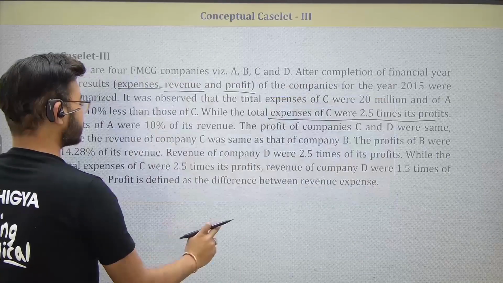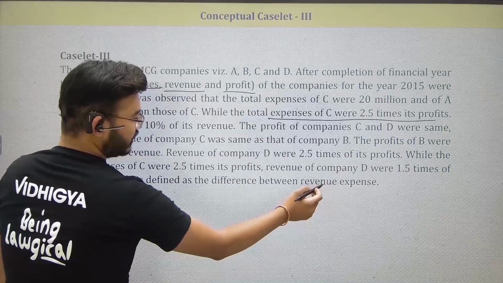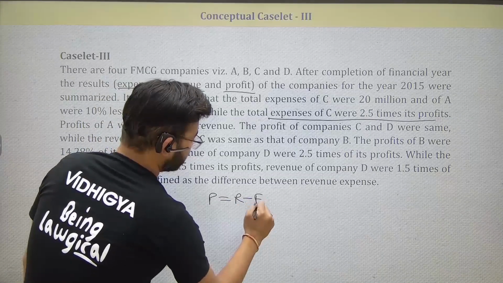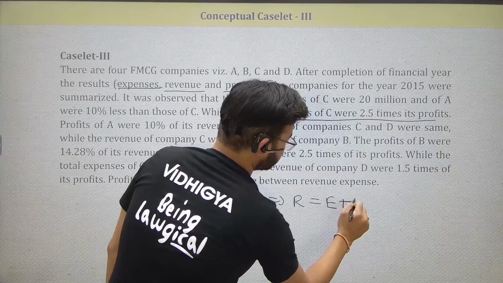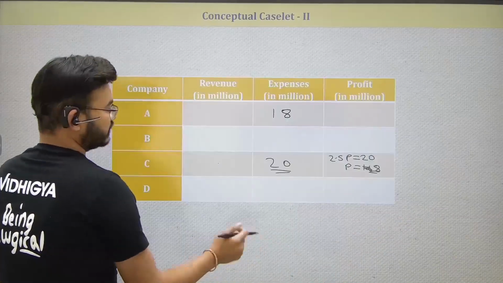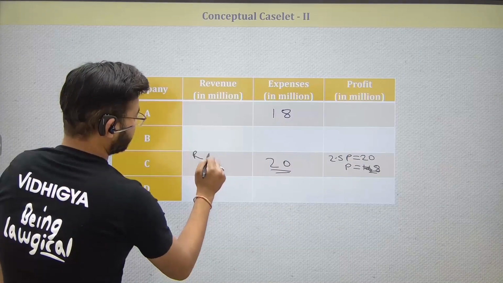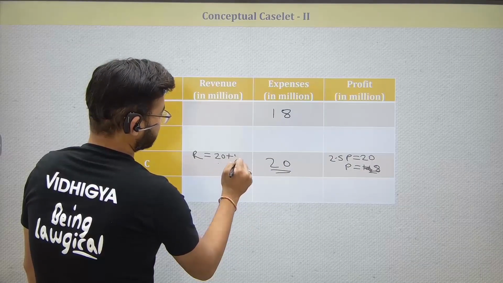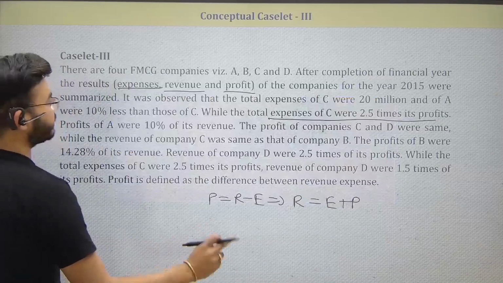And in the last, it is given that profit is defined as the difference between revenue and expense. So profit is equal to revenue minus expense, which means that revenue is equal to expense plus profit. So again, we can calculate revenue. It is expense plus profit. That means 20 plus 8. So that will come out to be 28.